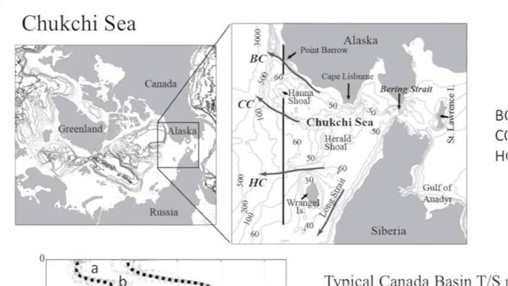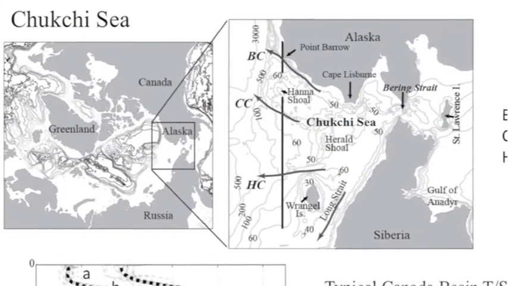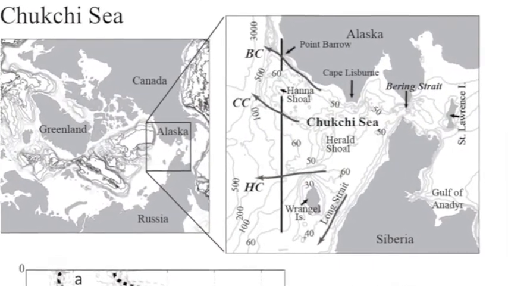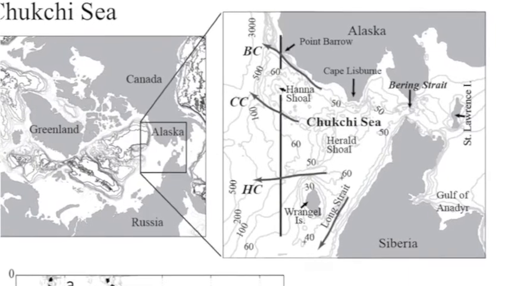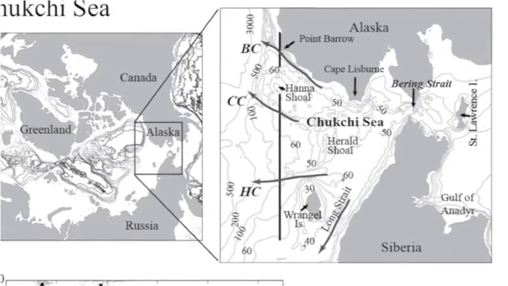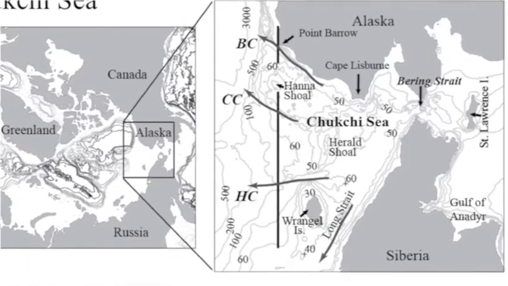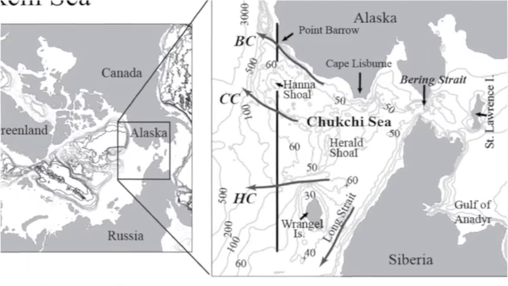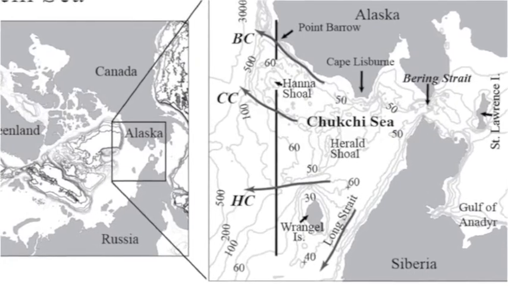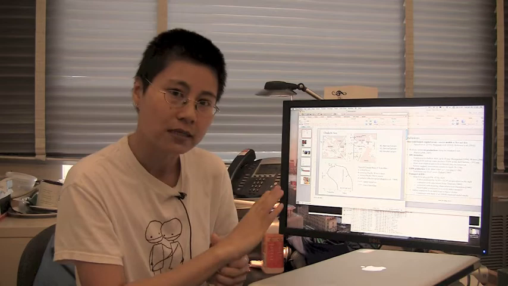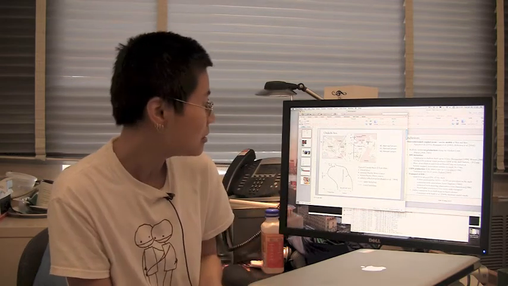So just a very quick map: on the left is the map of the entire Arctic Ocean with Greenland, Canada, Alaska, Russia highlighted. And then there's a zoom in to the right panel where you see the Chukchi Sea. So that's particularly the area where the source water of this halocline will form, at least in this research study.